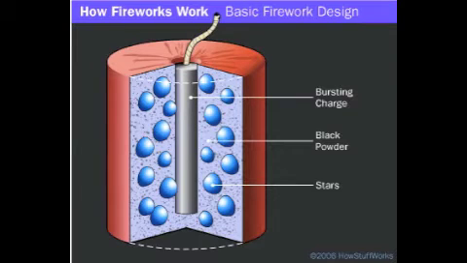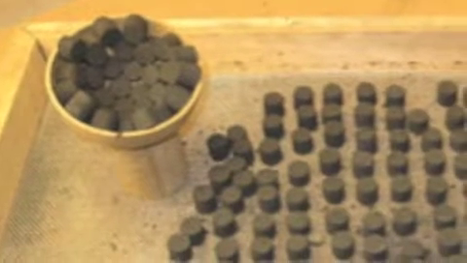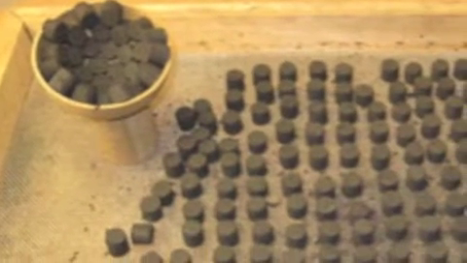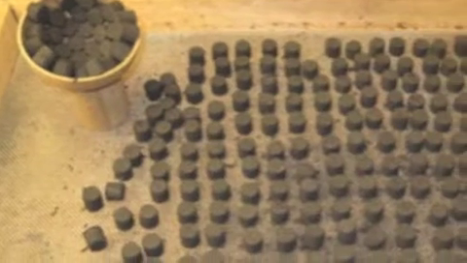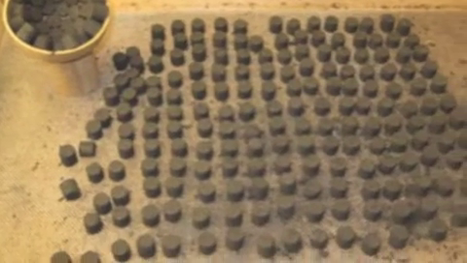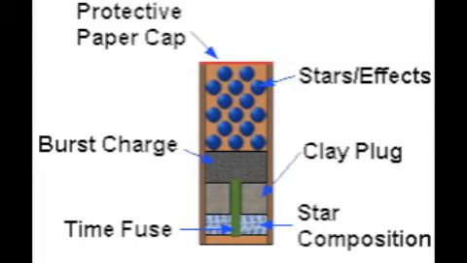The shell is launched from a tube, also known as a mortar, which is a short steel pipe. A lifting charge of black powder explodes in the pipe and launches the shell. When the shell ascends, the time fuse burns toward the burst charge. At the precise altitude, the time fuse ignites the black powder burst charge, causing the shell to explode. Then, the stars are ignited, burnt, and spread across the sky while forming patterns.